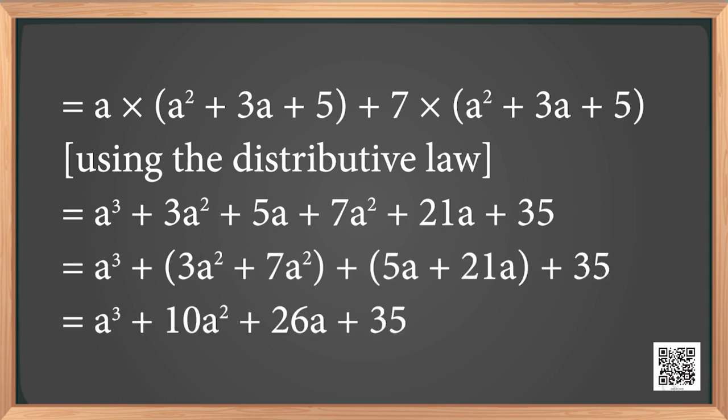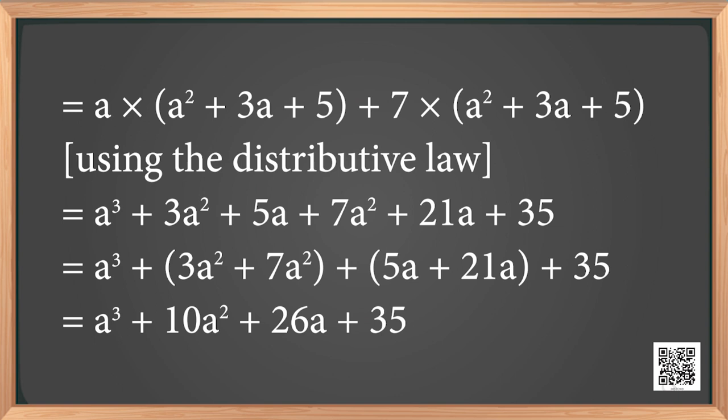which is equal to a cube plus 3a square plus 7a square plus 5a plus 21a plus 35. Here you see we have written the like terms together, which is equal to a cube plus 10a square plus 26a plus 35. Here 3a square and 7a square are like terms, so when we add them we get a single term. Similarly, 5a and 21a are like terms, so when we add them we get a single term.